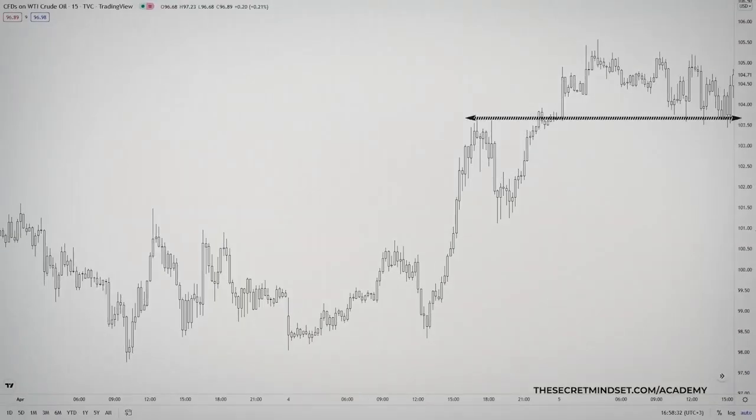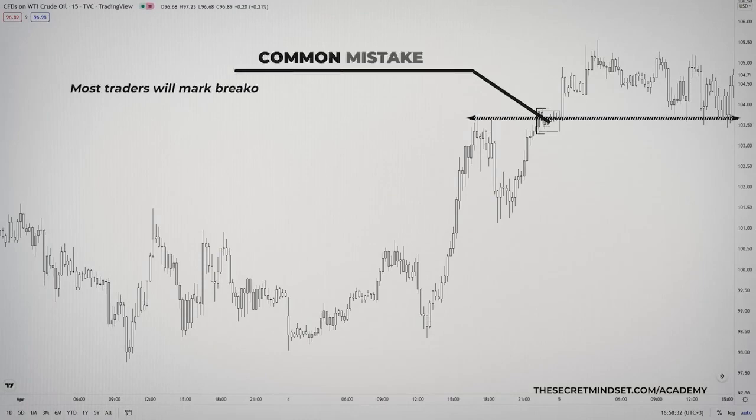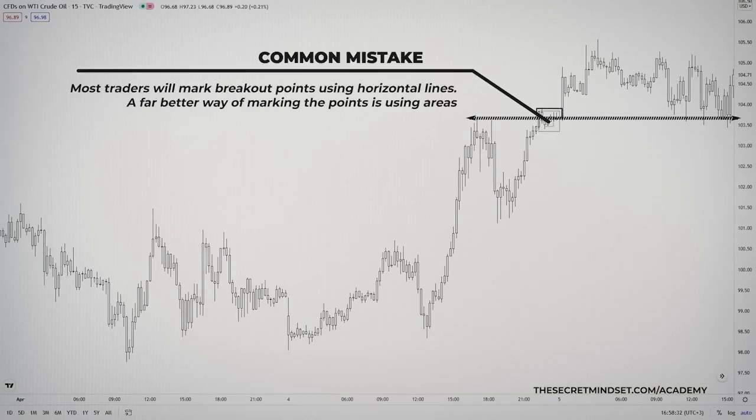Most traders, when looking to trade a retest, will mark the point where a breakout has occurred using horizontal lines. And this is one of the reasons why you fail at trading retests. A far better way of marking the points is using areas. By marking the breakout point as an area instead of a line, you give yourself the benefit of not having to guess the breakout point.